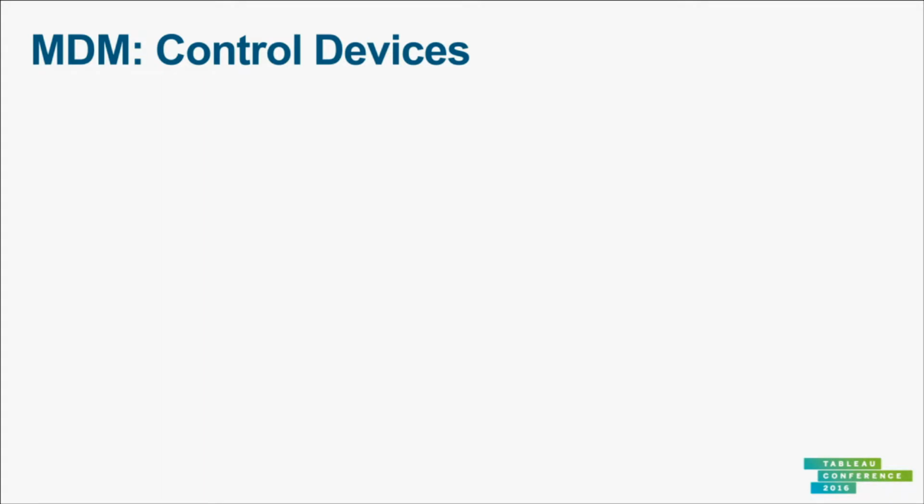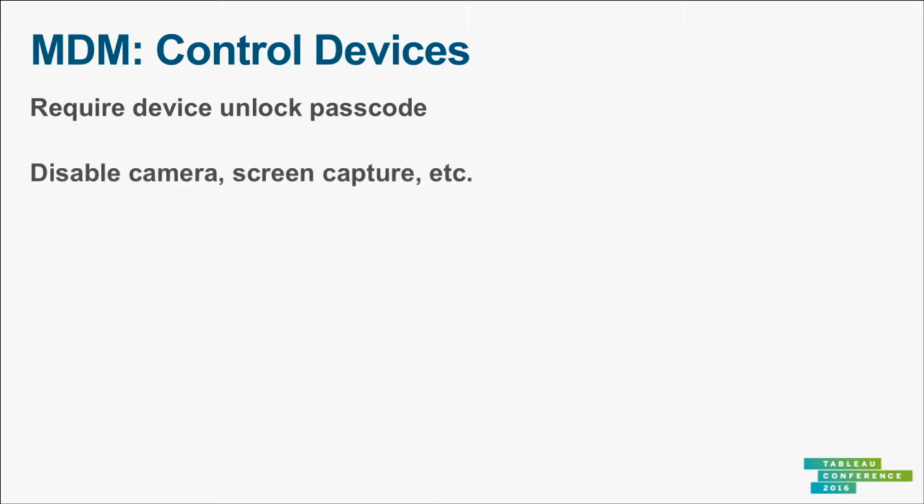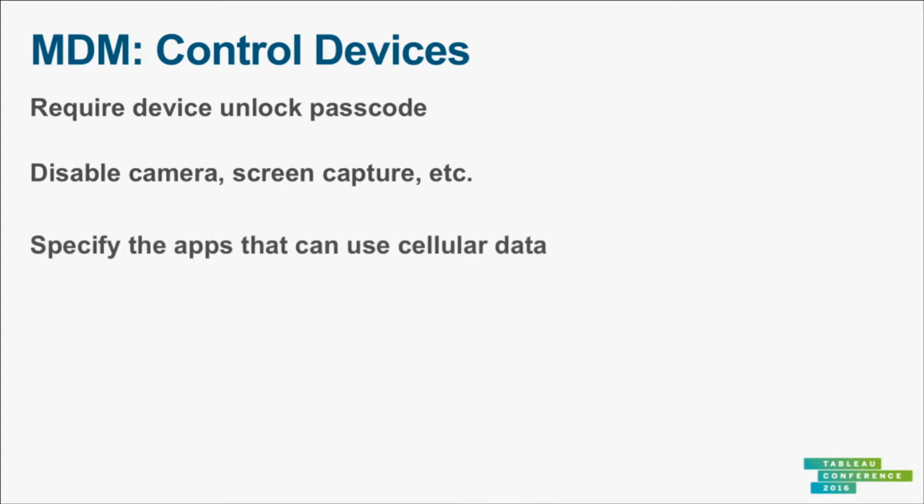MDM systems also let you control these devices, too. So you can require a device unlock passcode for devices that connect. And this plays into encryption on some OSs. You can disable the camera if you want. If you want to turn off screen capture, you can do that too. You can even specify which apps are allowed to use cellular data. So if you're paying for the phone connection, you can prescribe what's allowed to do that and what's not. You can remotely wipe devices. If someone reports their device lost, fine. You can wipe it as soon as it connects.